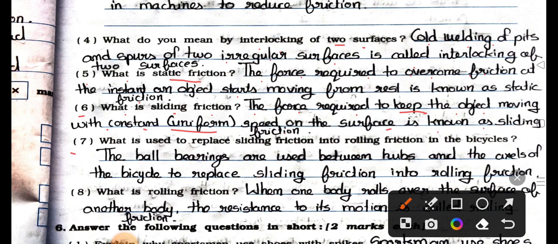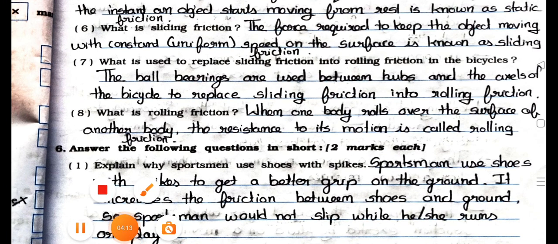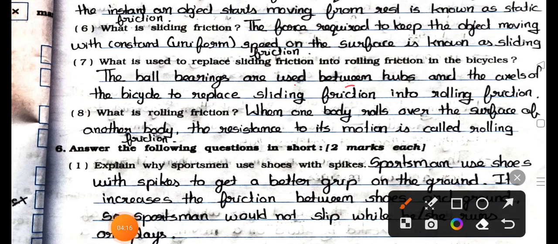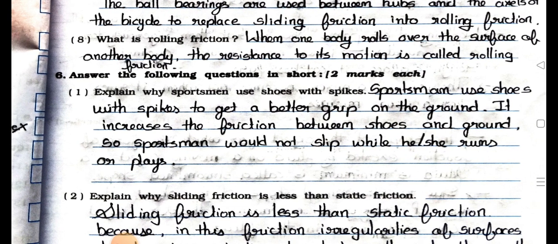Question number 7. What is used to replace sliding friction into rolling friction in the bicycles? Answer is the ball bearings are used between hubs and the axles of bicycle to replace sliding friction into rolling friction. Question number 8. What is rolling friction? Answer is when one body rolls over the surface of another body, the resistance to its motion is called rolling friction. Now see the main 6. Answer the following questions in short, 2 marks each.